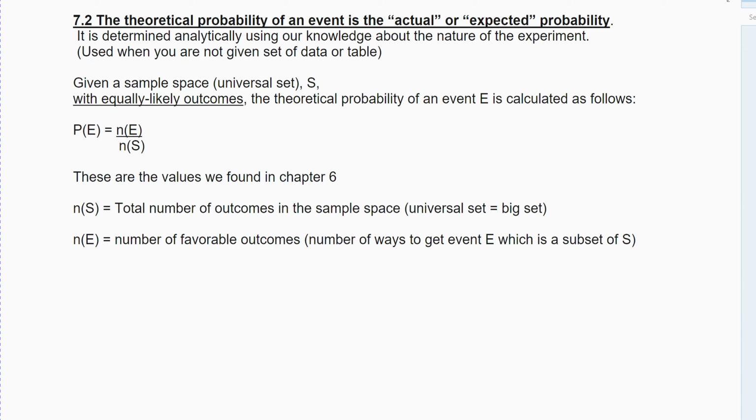Alright, so theoretical is the one, again, that we typically deal with, and we're going to deal with a little more often in this class. It's the analytical probability, right? Using our knowledge of the nature of the experiment. We're not necessarily going to do the experiment, but if we did, this is our expectation. If we actually ran the experiment, this would be the probability of said event occurring.